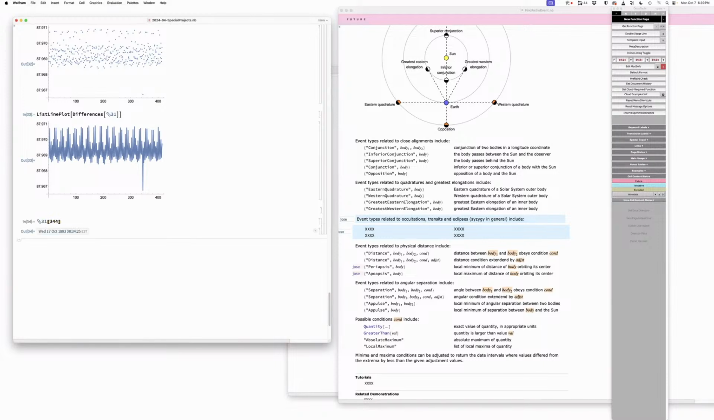Okay, 1883. Let's find out what the distance is between... So I'm just going to plot astro distance of Mercury.